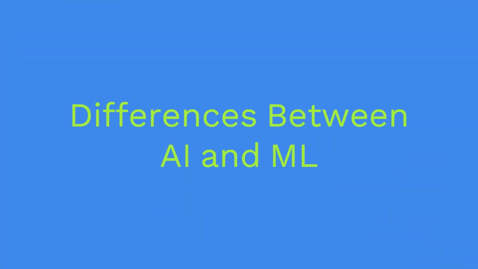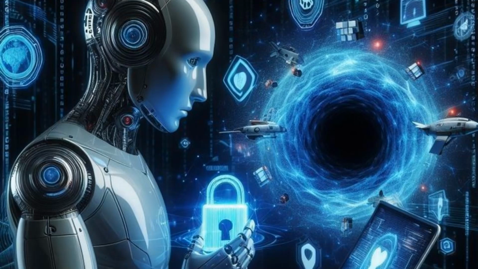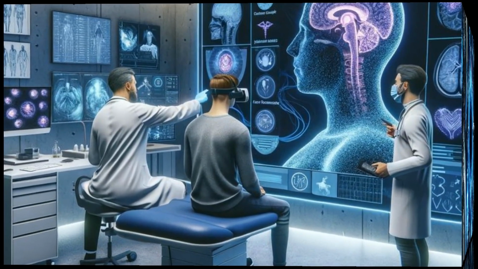Differences between AI and ML. Scope: AI is a broad field that encompasses all aspects of intelligence in machines. ML is a specialized area focused on learning from data. Complexity: AI can involve various approaches, including rule-based systems, while ML specifically relies on data and algorithms.